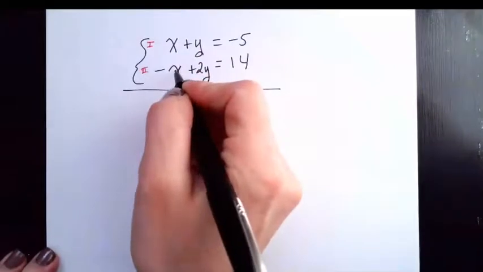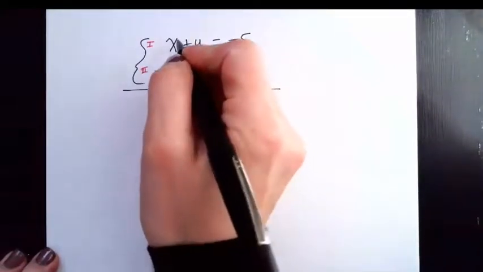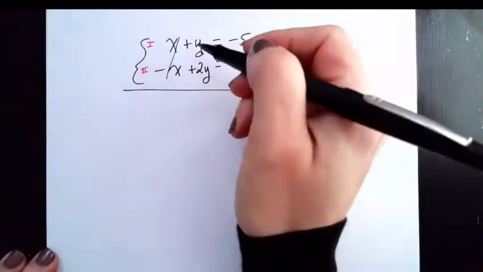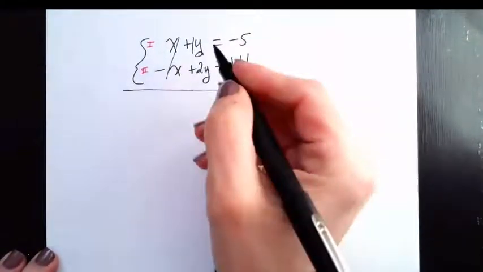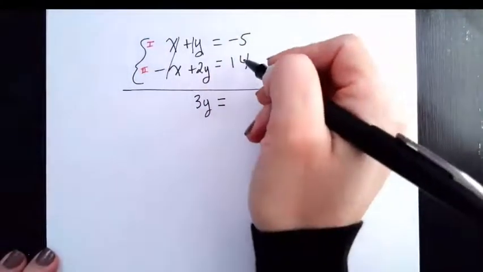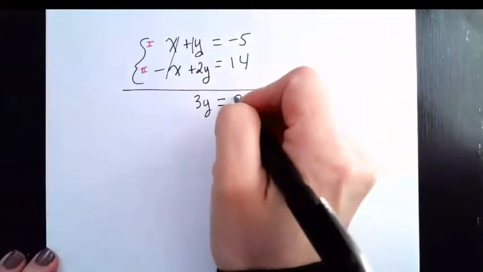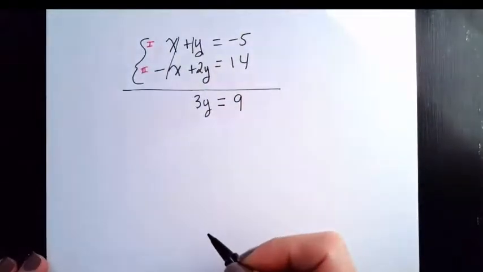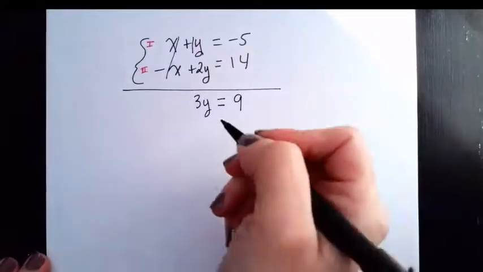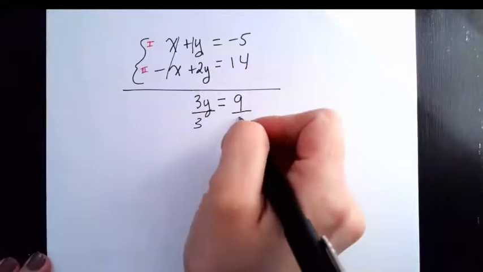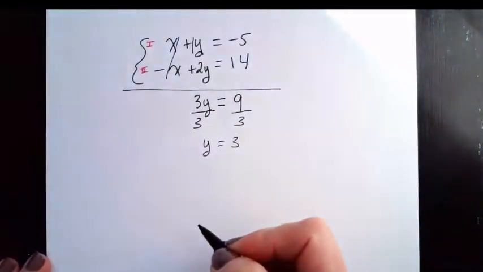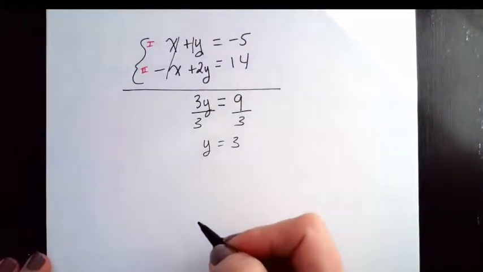X minus x, or x plus -x, is 0, so that term gets eliminated, or that variable gets eliminated. For the y's, I have 1y and 2y, which is 3y. Bring down my equal sign, and then -5 plus 14 is 9. So now I have one equation in one variable, and I can solve this equation. So I'll divide both sides by 3, and I have y is equal to 3.